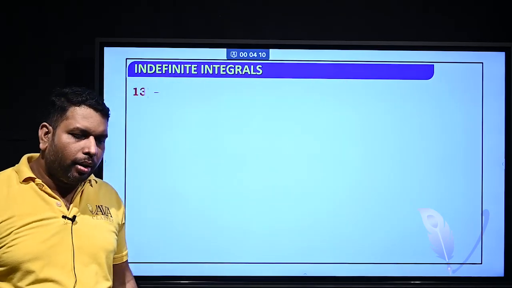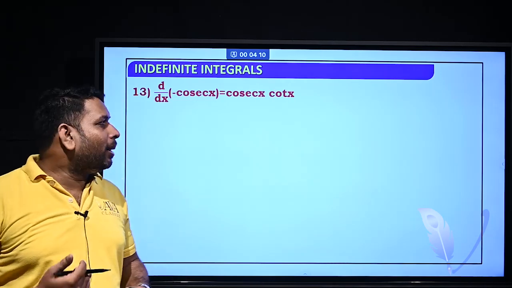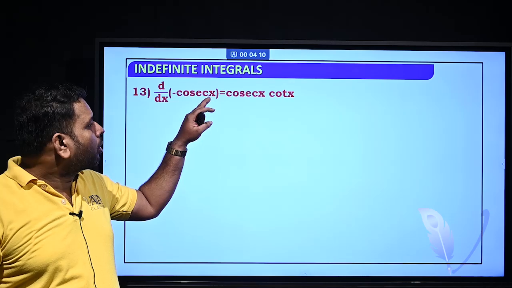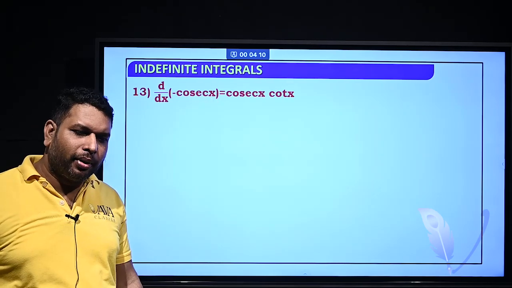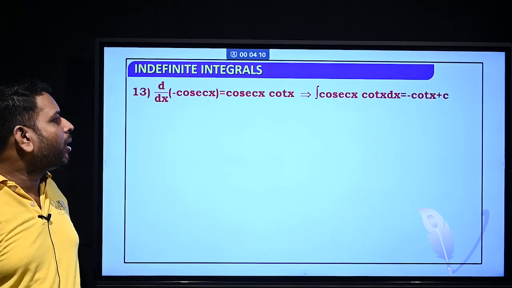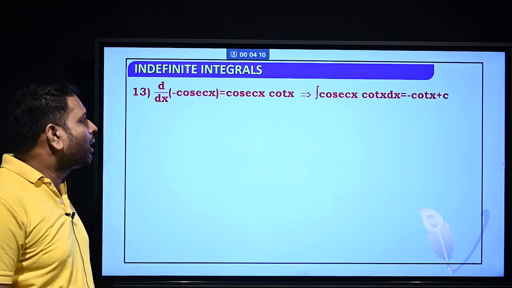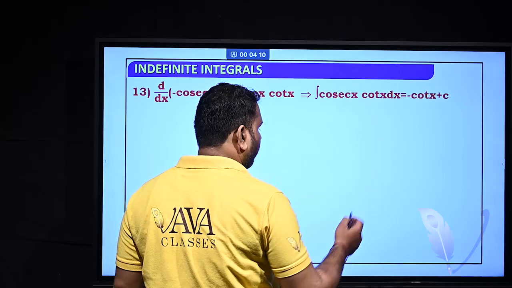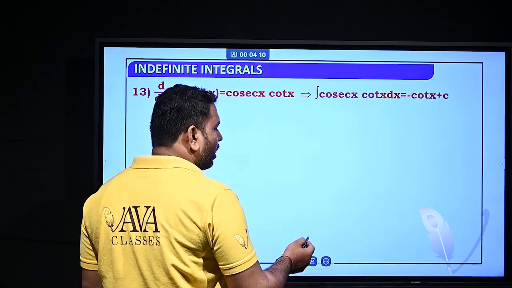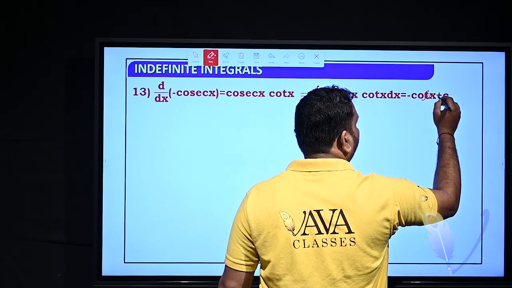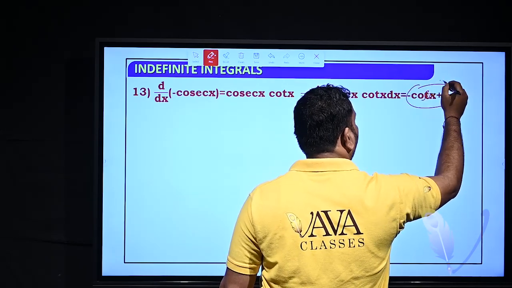Now question number 13. Derivative of minus cosec x equals cosec x into cot x. That's why integration of cosec x cot x is minus cosec x plus c. It's not minus cot x, it's minus cosec x plus c.